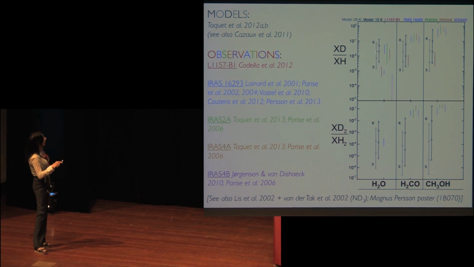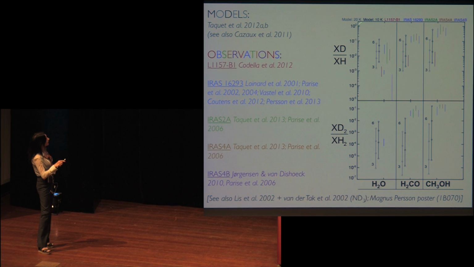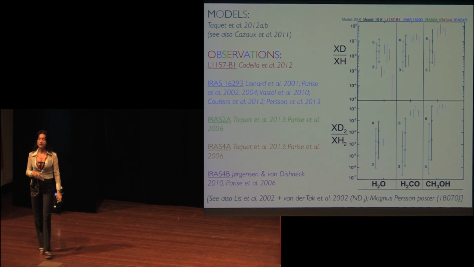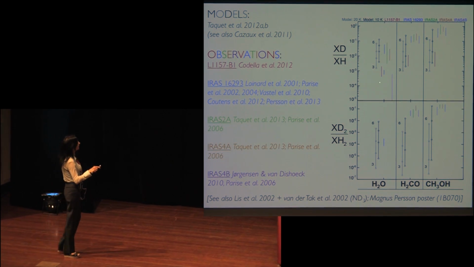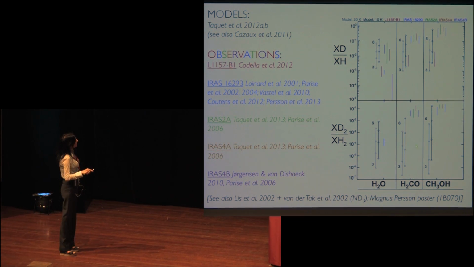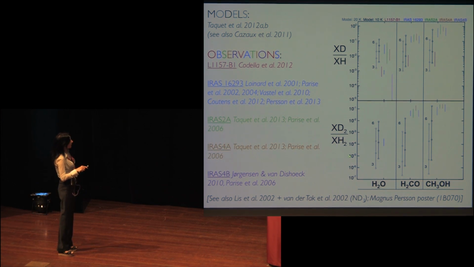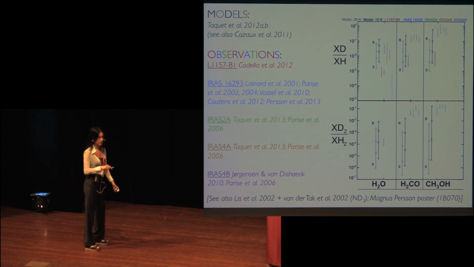Here we have different temperatures, 10 and 20, you see it's a slight difference, and different densities from 10 to the 3 to 10 to the 6. And in color, we have the data. Here we have the XD2 over XH2, so the doubly deuterated species.